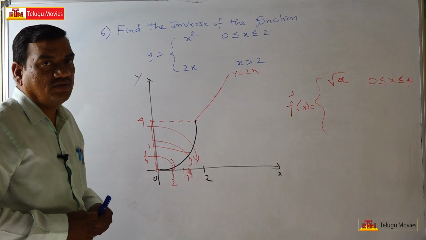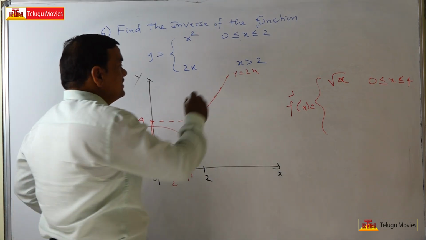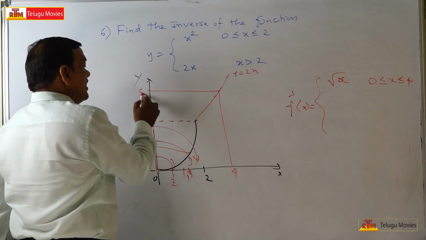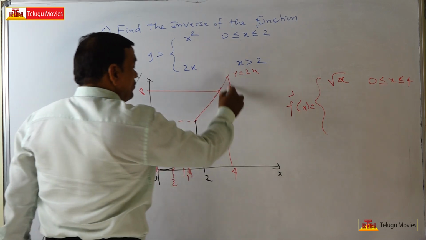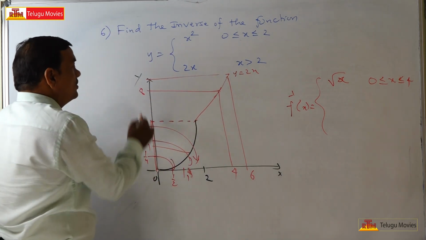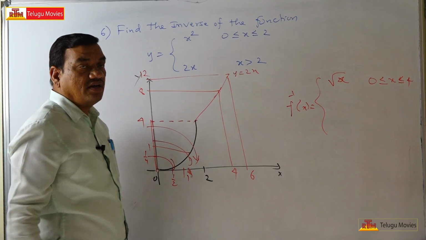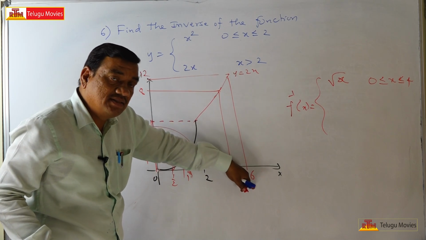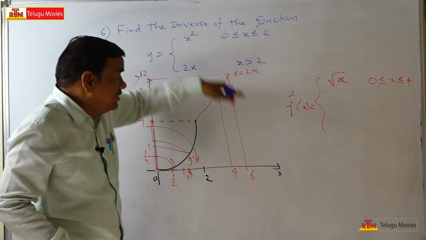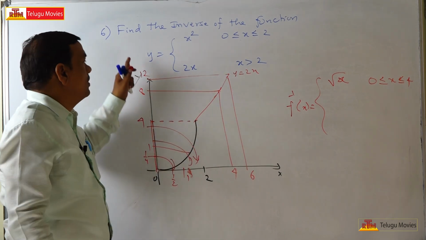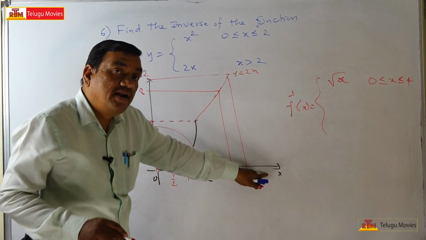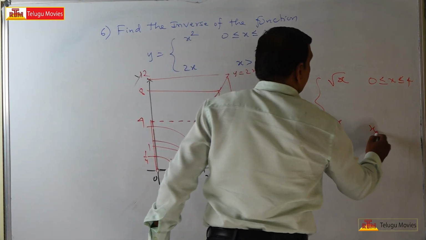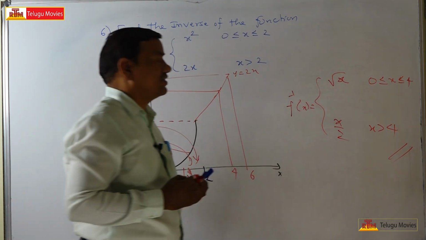Reverse. Now here also x greater than 2. If your value is 4, what is it here? 8. If your value is 6 for x, what is the image? 12. Think in a reverse way. Reverse way means if it is 8, you are getting 4. 12 means you are getting 6. 13 means you have to get 13 by 2. For example, 19 means you have to get 19 by 2. That means here x by 2, for x greater than 4. This is your inverse function.